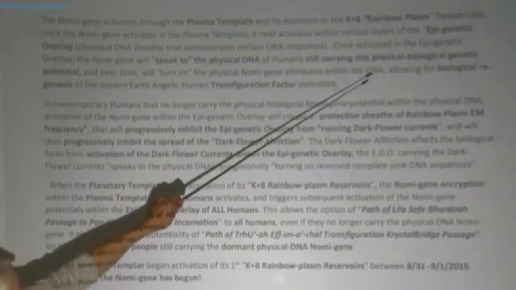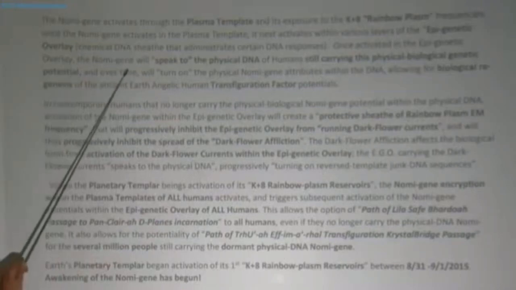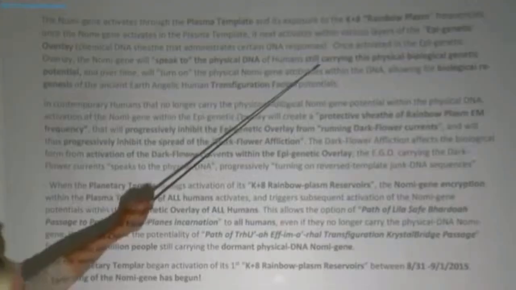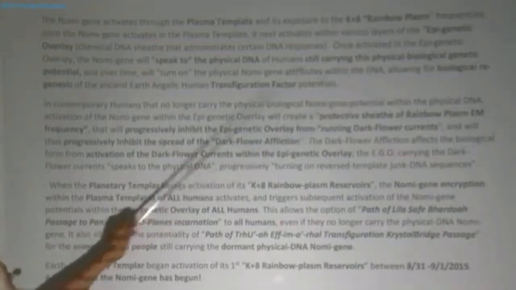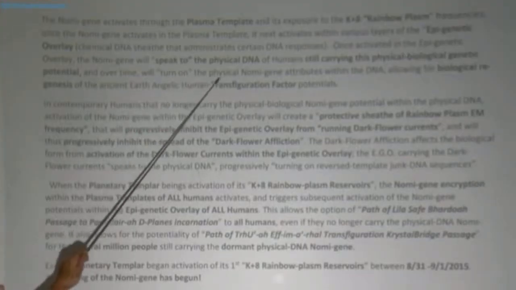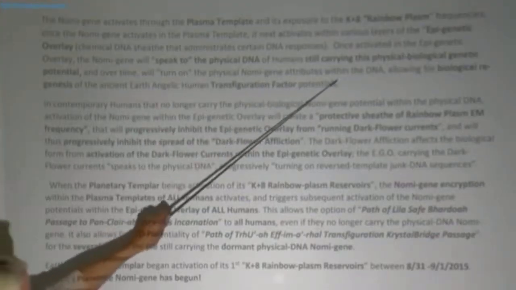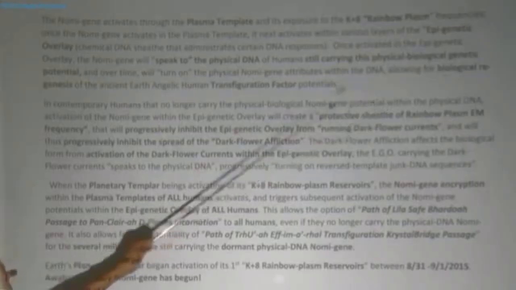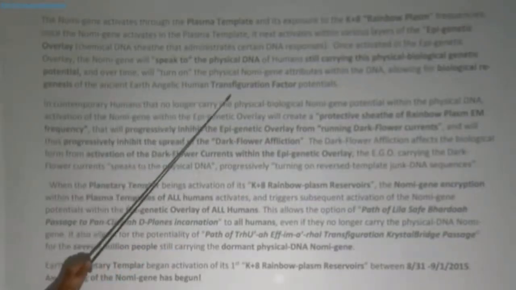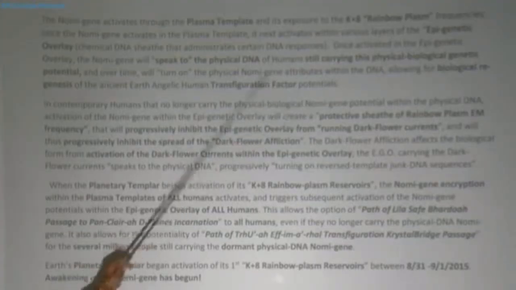Once activated in the epigenetic overlay, the NOMI gene will speak to the physical DNA of humans still carrying this physical biological genetic potential, and over time will turn on the physical NOMI gene attributes within the DNA, allowing for biological regenesis of the ancient Earth angelic human transfiguration factor potentials.